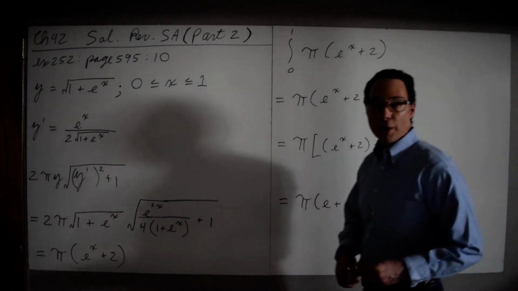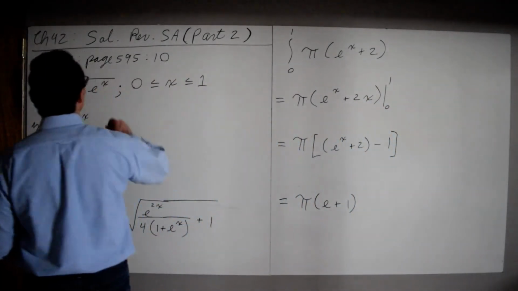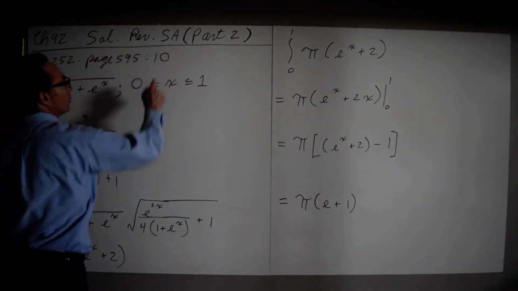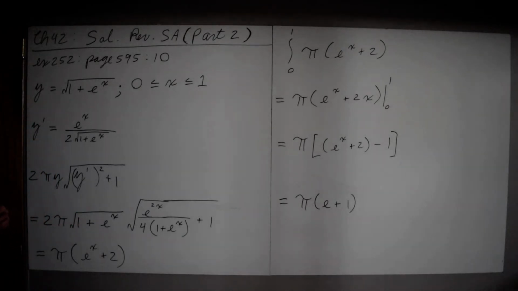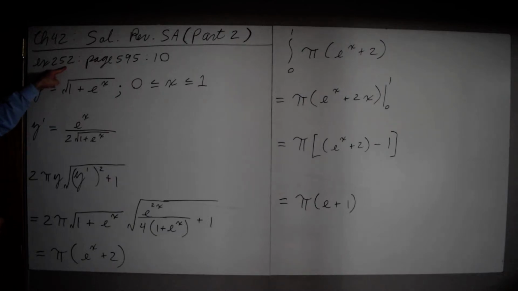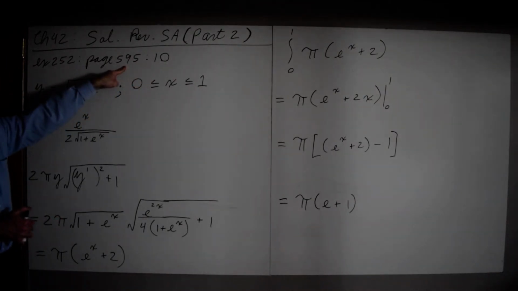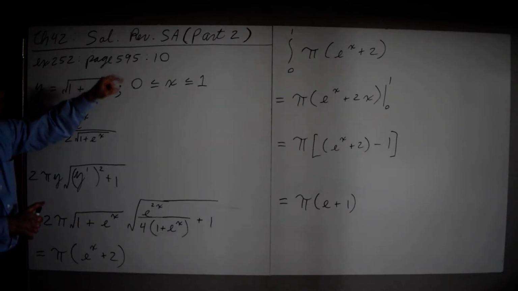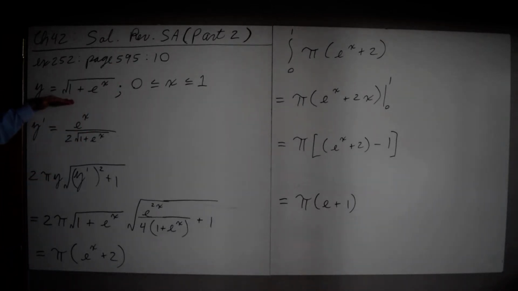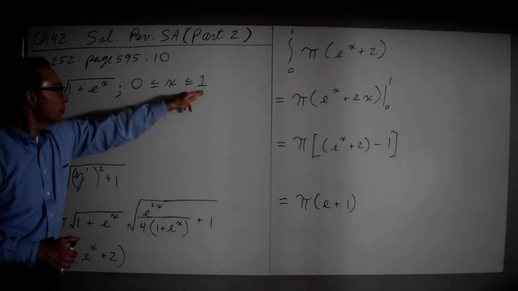This is the second video on chapter 42, solids of revolution and surface area. And for this example, example 252, this is part A. The first part of example 252, I'm going to do problem 10 from page 595 from our textbook. The function we're given is the square root of the quantity 1 plus e to the x. X ranges from 0 to 1.